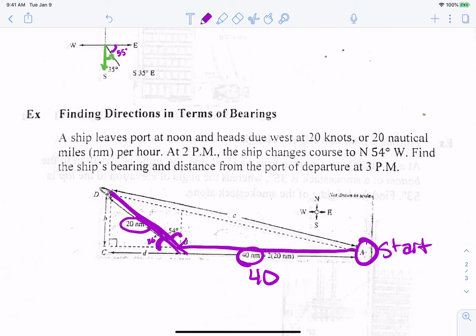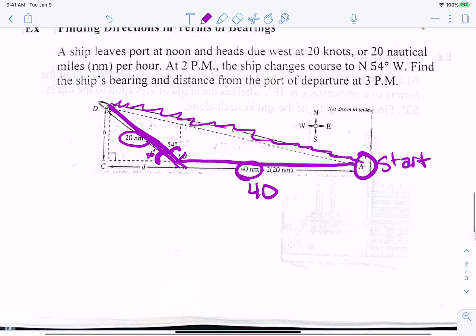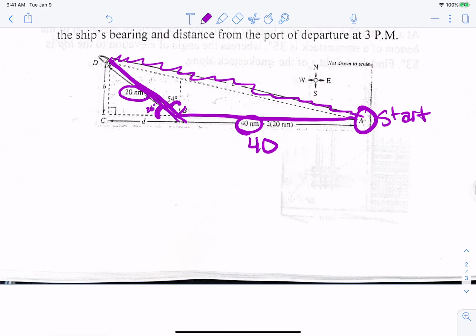So they want us the bearing. So they need to figure out the distance of this guy right here. Okay. So let's see. We've got two right triangles going on here, and I'm going to shade them so you guys can see how this is working. This little right triangle here is this guy. We know that this side is 20. This is 36 degrees.